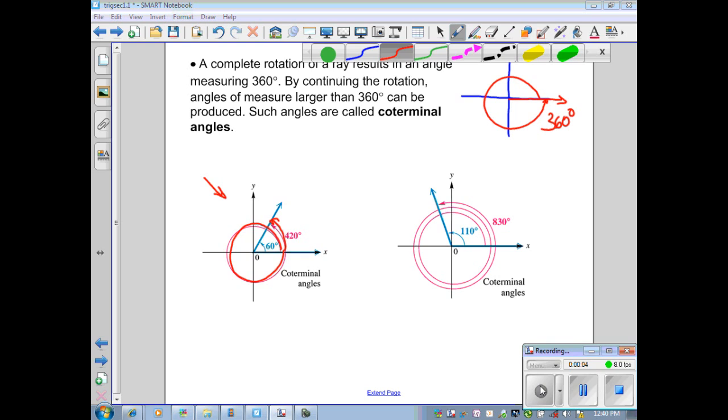The second diagram represents another example. In this situation, they have the initial side on the x-axis. They then made an angle that had a terminal side at 110 degrees. Then they wanted to show you can go multiple rotations. They did one rotation, which would be 360 degrees. The second rotation, another 360, which would give you 720 degrees. But here they continued to the terminal side of 110 degrees, so 720 plus 110 gives you 830 degrees. So your coterminal angles in this situation, 110 degrees and 830, represent common terminal sides. Therefore, those are coterminal angles.